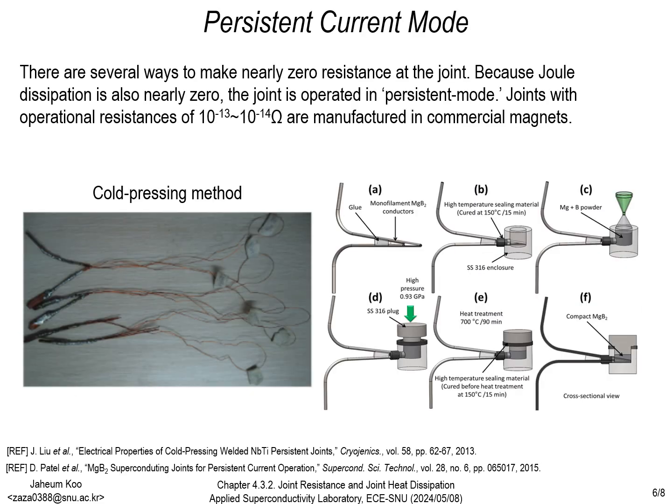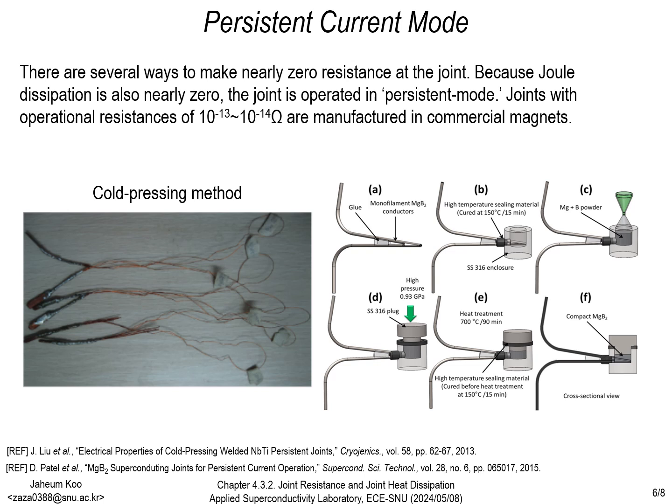Persistent current mode is crucial for applications that require superconductors to carry current indefinitely without power dissipation. Achieving effective superconducting junctions that can support this mode involves innovative techniques and extensive research.